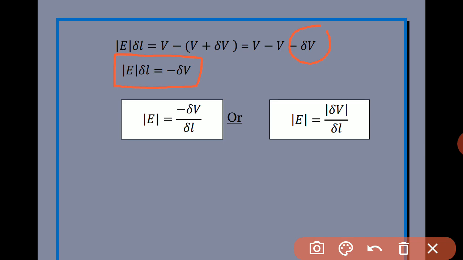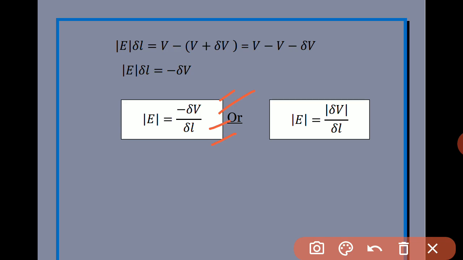Now we want to calculate the relation between E and V, right? Here it is E and here it is V. To get that relation, transfer delta L to this side. It will come in the denominator. So the electric field is the ratio of potential to distance or displacement. So E is equal to minus delta V divided by delta L, the relation between electric field and distance.